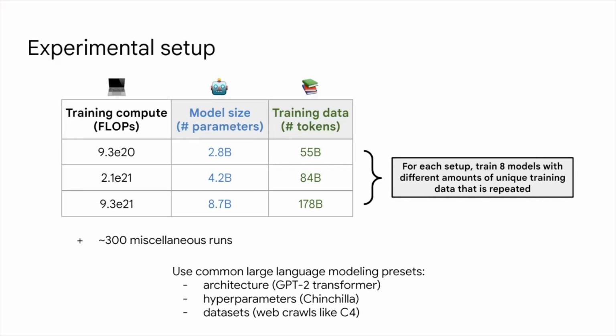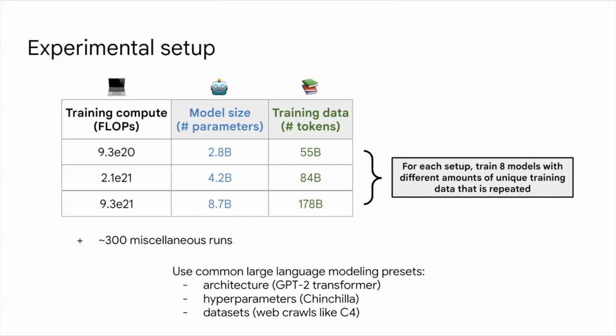So we have three core configurations. The first one with 2.8 billion parameters and 55 billion training tokens, and then up to 8.7 billion parameters and 178 billion training tokens. And the way we chose those configurations is simply by taking the three compute budgets on the left and then plugging them into Chinchilla and getting the optimal allocation given the compute budget. So we just wanted to have the best model we could get given the budget.